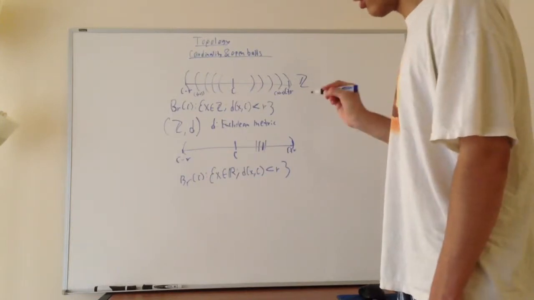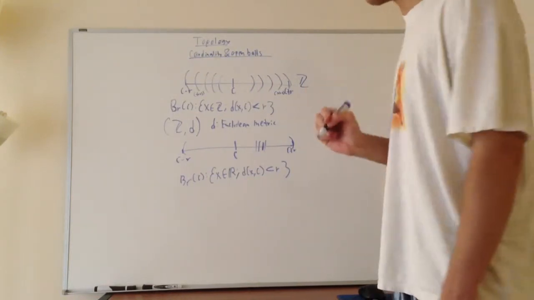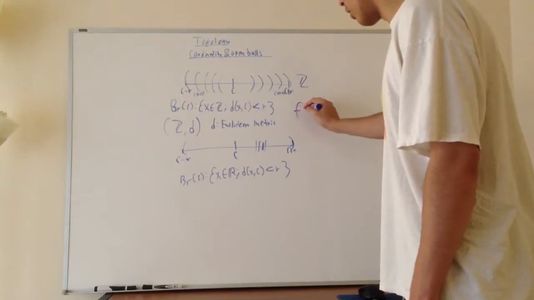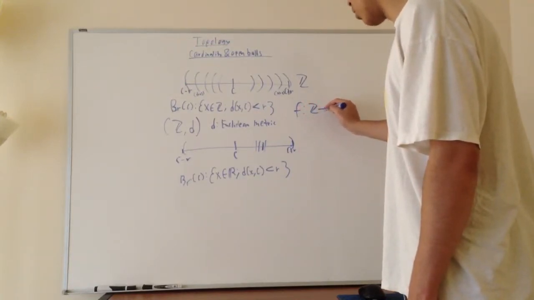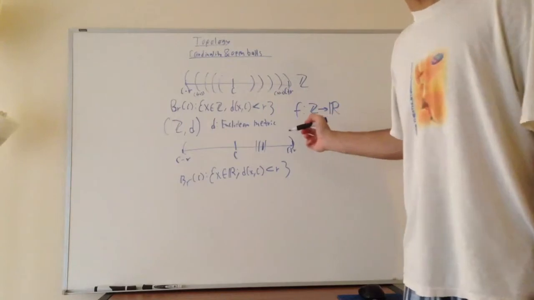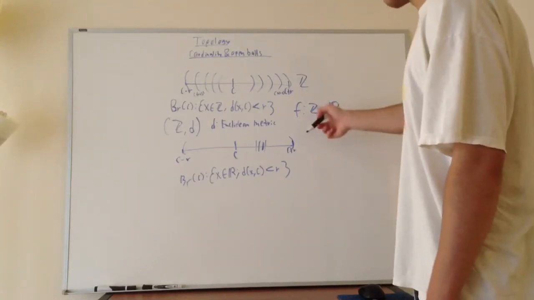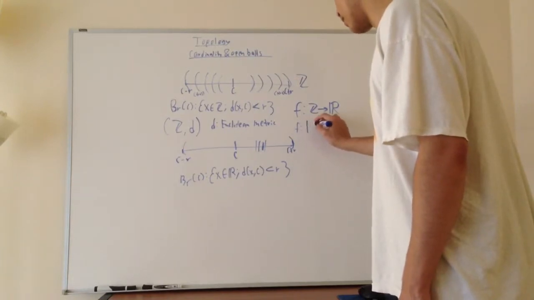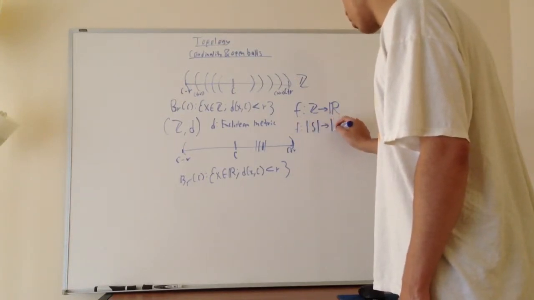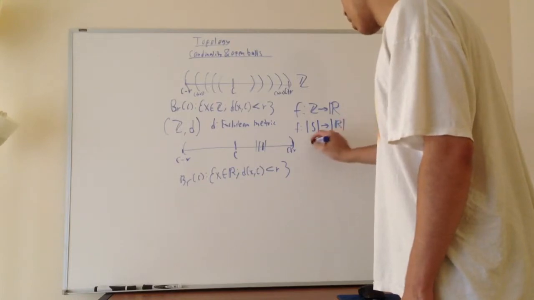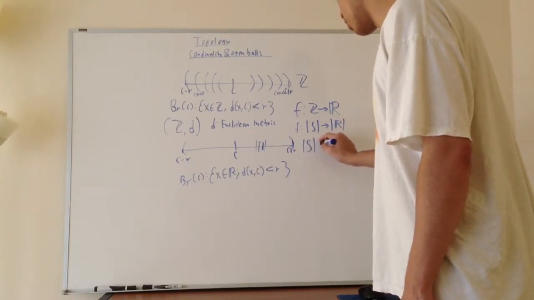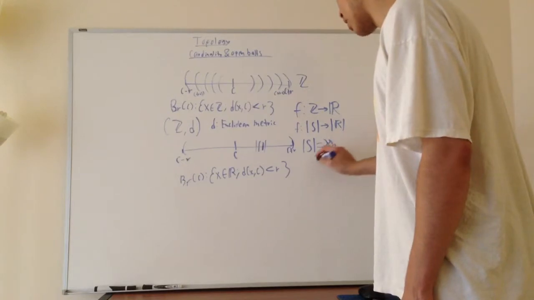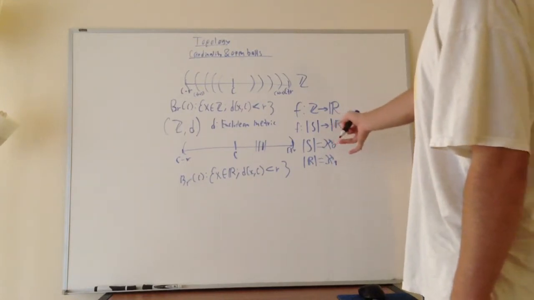Remember, this is why the reals have a cardinality greater than that of the natural numbers. If you had a function that took the integers and mapped them to the reals, this would not be a bijection. It's not possible to make a bijection from the integers to the reals. In general, if you have a set S mapping to another set R, and S has the cardinality of the naturals and R is an uncountable set, then you will not be able to get a bijection between them.